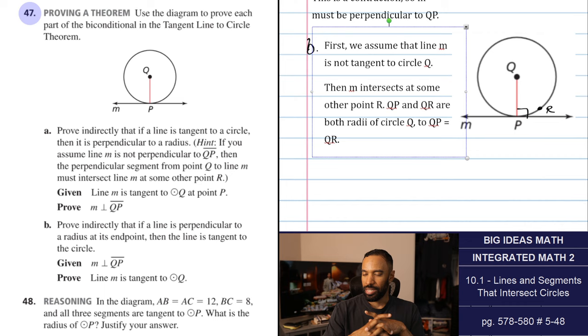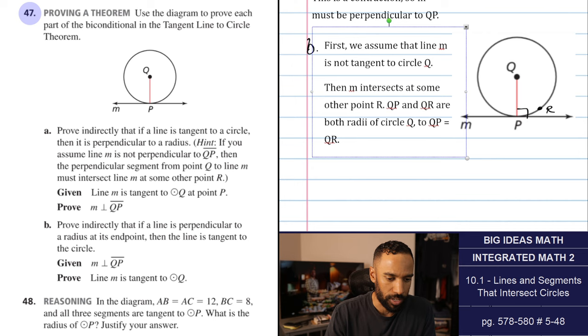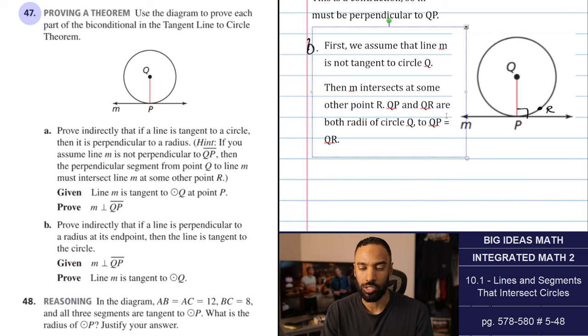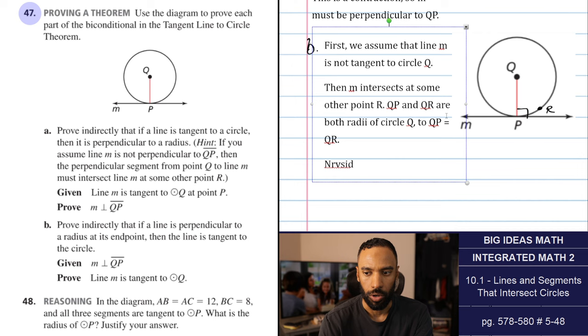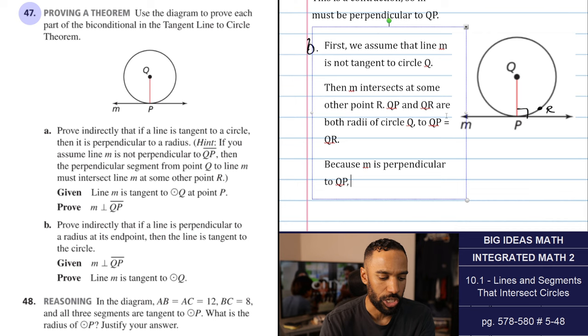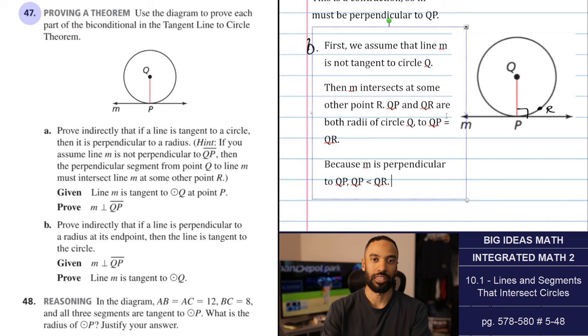The first thing that we talk about in this is, I lost my screen here, proven directly if a line's perpendicular to a radius at its endpoint. Well, we know it's already perpendicular to it though, right? So that part's not something we temporarily assume. But because M is perpendicular to QP, that would mean that QP would have to be less than QR, because QR is not perpendicular to QP, and the shortest distance would be the perpendicular one.